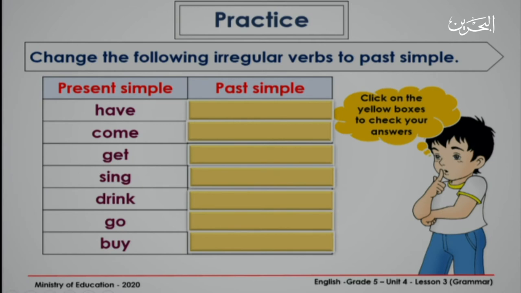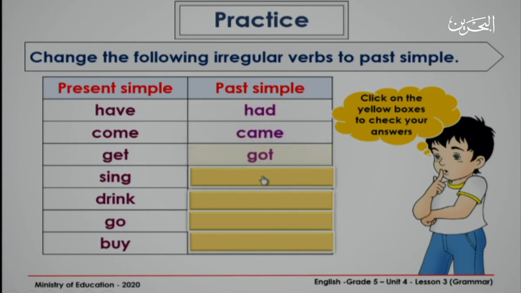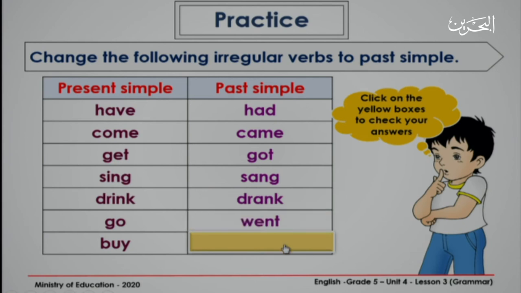Now, you have to click on the yellow boxes to check your answers. Let's start clicking. Have becomes had. Come, came. Get, got. Sing, sang. Drink, drank. Go, went. Buy, bought. Were your answers correct? Good job!